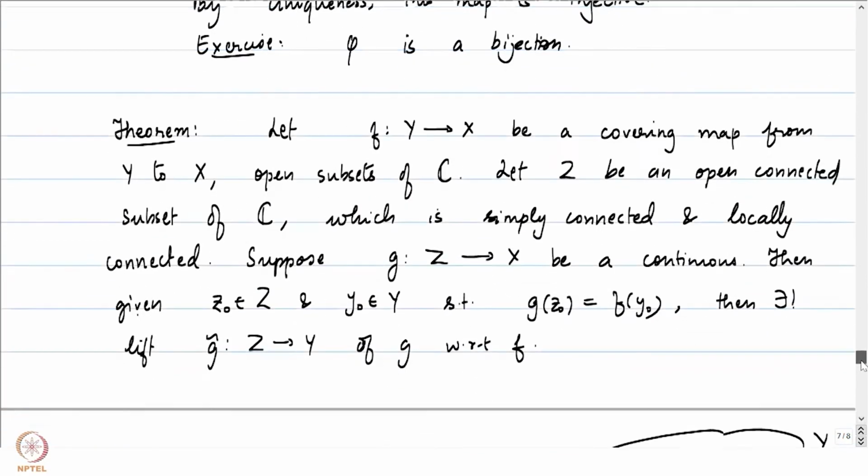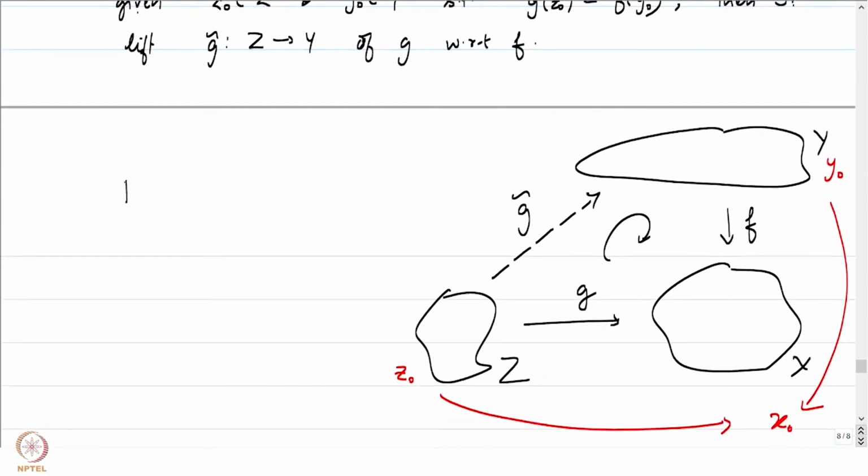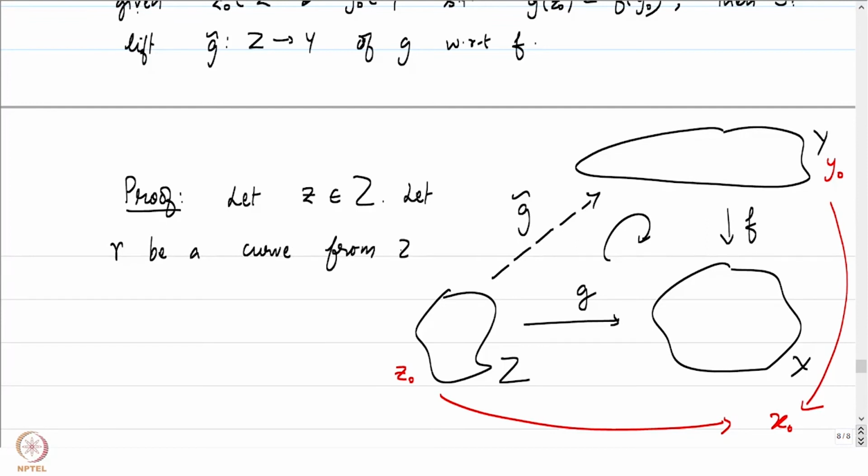Okay, so let's give a proof of this theorem. The proof is going to use the machinery we have developed till now. To talk about G tilde, to even define G tilde, let's pick some arbitrary point. Let Z be a point in capital Z and let's pick a curve. Remember that it's a connected space and in particular it's going to be a path connected space. Let gamma be a curve from Z0 to Z.